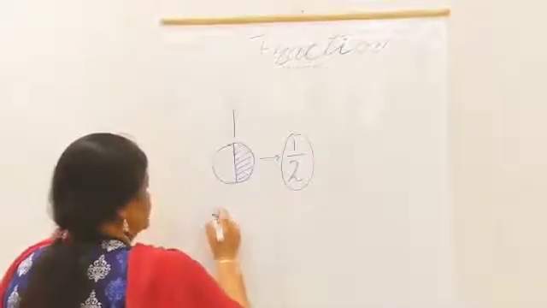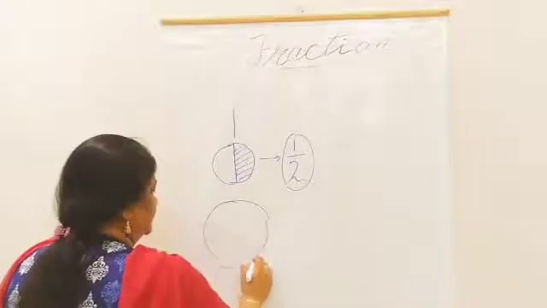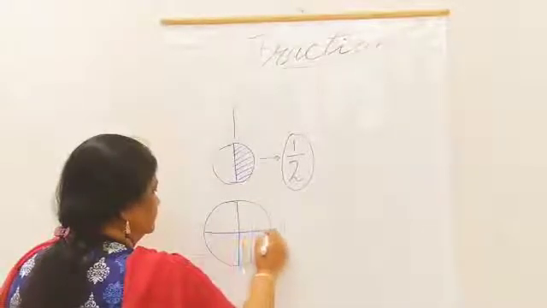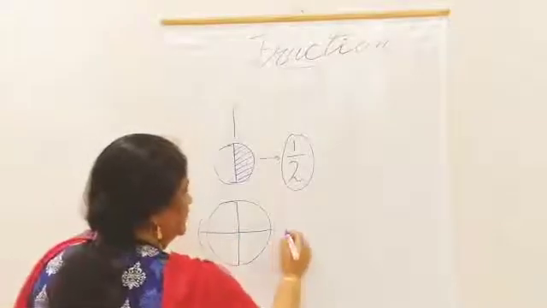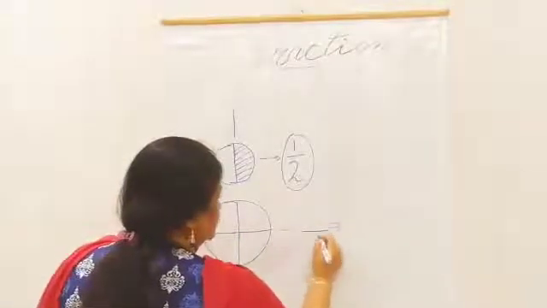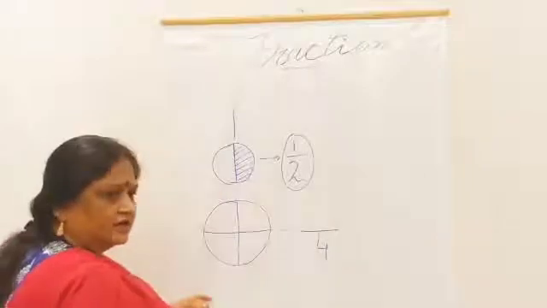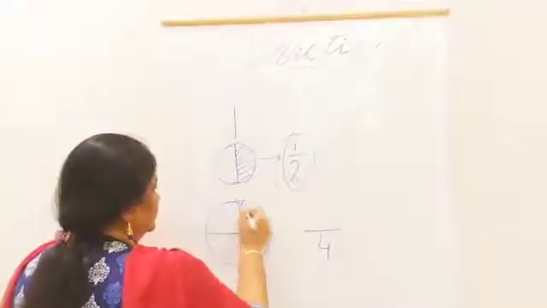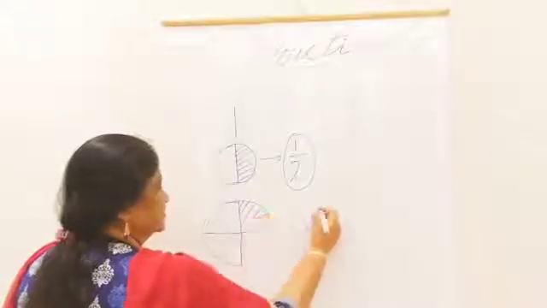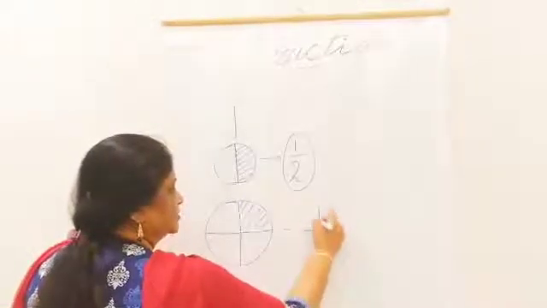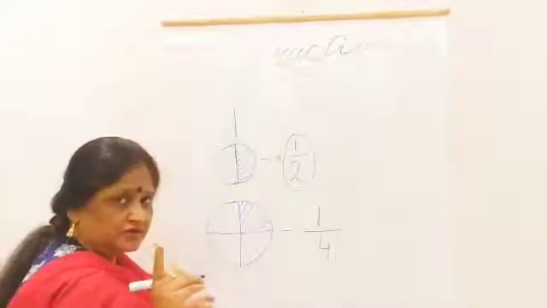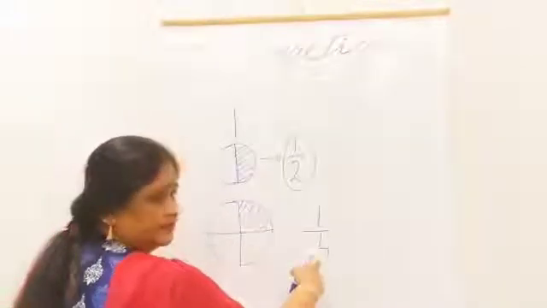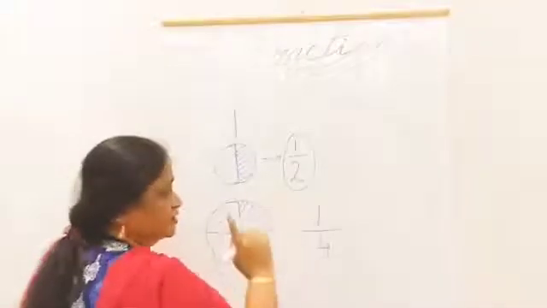Now let me write. First of all, let me make the circle. I have made the circle and divided it into 4 parts. Alright. So how many parts have I made? 4. Now if I have given one part to one friend, how will I write this? One I have used, and how many parts have I made? 1, 2, 3, 4. So 4 parts I have made, and after that I have used 1.